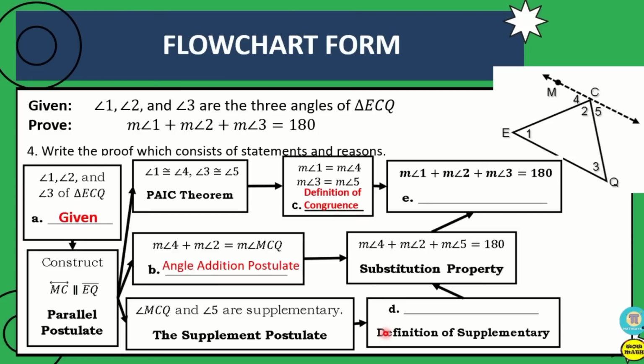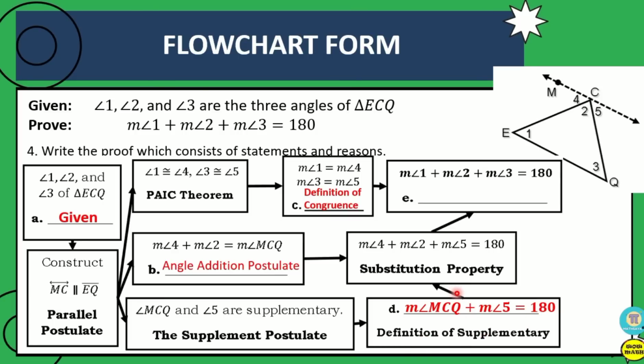And then from here, the measure of angle 4, dito po papasok ang substitution. Ano po yung sinubstitute natin dito? Okay. Bakit siya substitution? Kasi di ba po kanina, we have the measure of angle MCQ plus the measure of angle 5 is equal to 180. Saan ko kinuha itong 180? Kasi based dito tayo nanggaling, angle MCQ and angle 5 are supplementary. Pag sinabing supplementary, 180. So, this is the definition of supplementary angles.